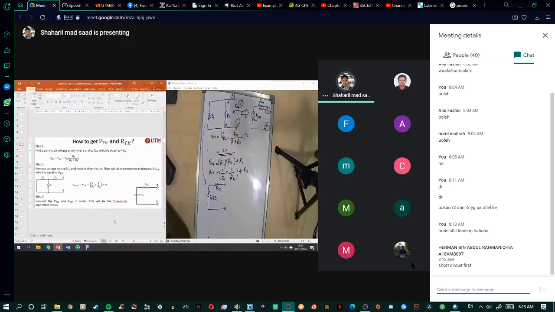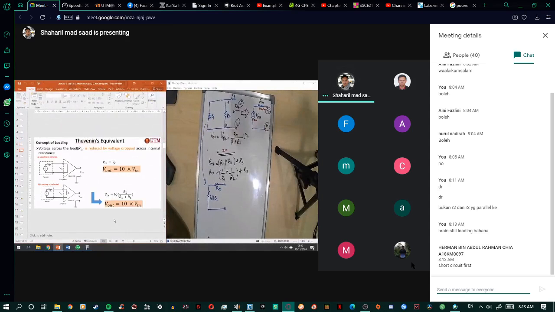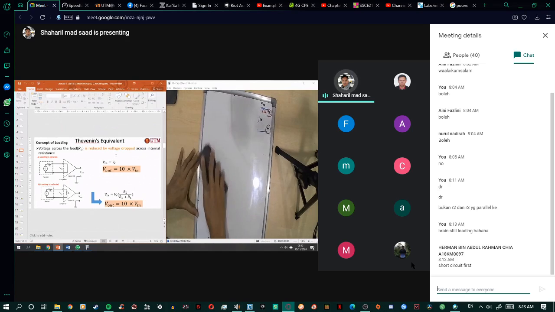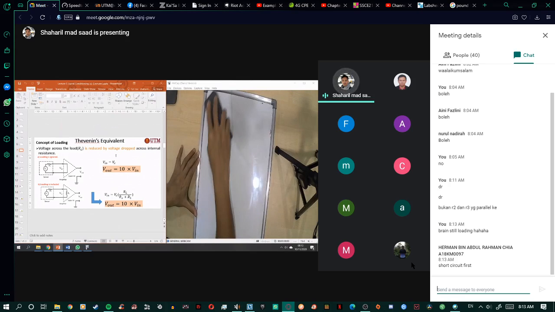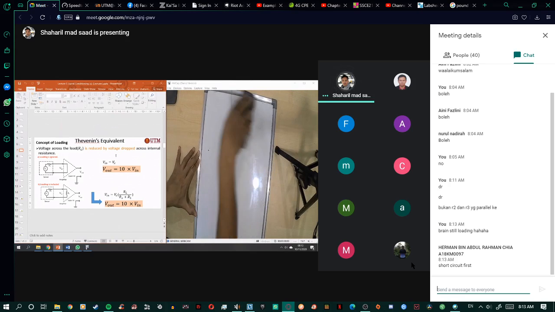Okay, now next, what else? Okay, concept of loading. Let's say you have the transducer and it's connected to the signal conditioning. When the transducer is connected to the signal conditioning, it will have what we call loading.